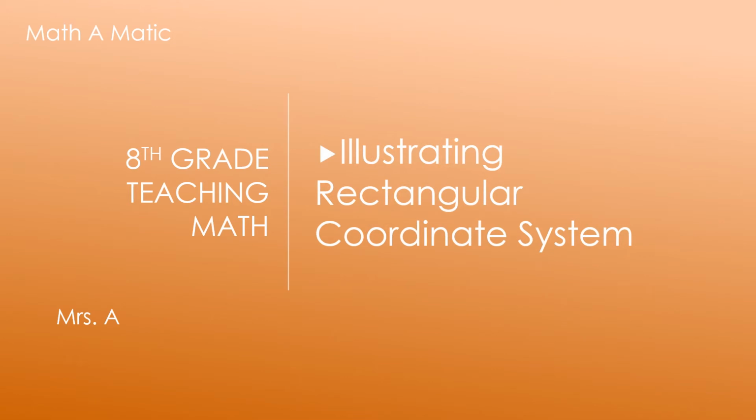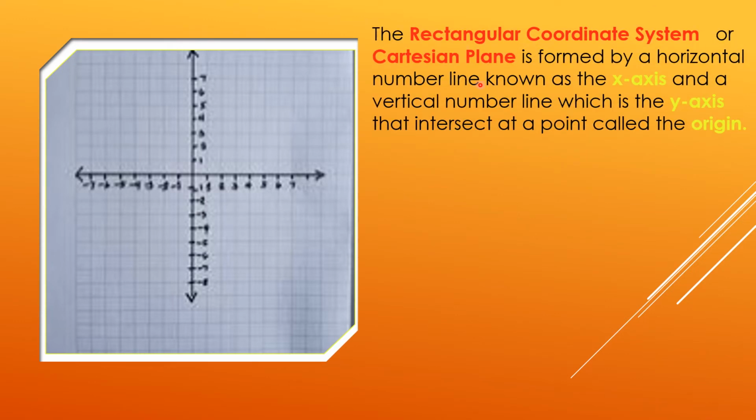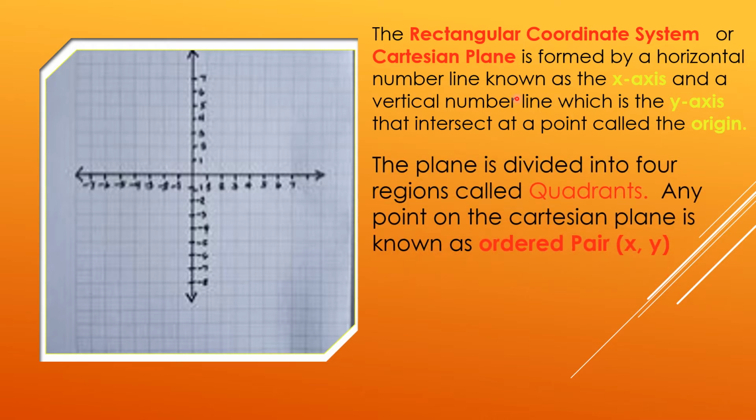Today we are going to learn about the rectangular coordinate system. The rectangular coordinate system, or Cartesian plane, is formed by a horizontal number line known as the x-axis. So that horizontal number line is called the x-axis, and the vertical number line is called the y-axis, where they meet or intersect at a point called the origin. So, origin ang tawag dyan.